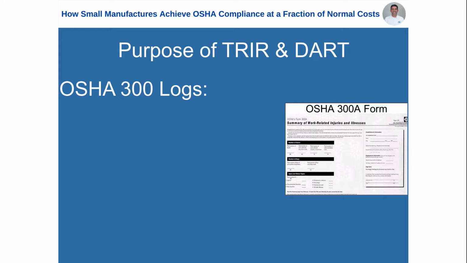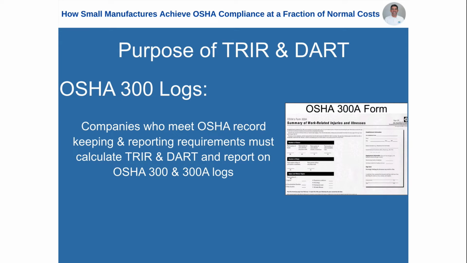So just real briefly, if you don't know what OSHA 300 logs are, these are OSHA's workplace injury and illness logs that have to be completed every calendar year. So companies who meet OSHA's recordkeeping and reporting requirements, in other words, OSHA 300 requirements, must calculate their TRIR and DART scores and report again on the 300 log and the 300A log. And the screenshot on the right is what the 300A form looks like and how the calculation is made, but we'll talk in more detail about those calculations here in a moment.